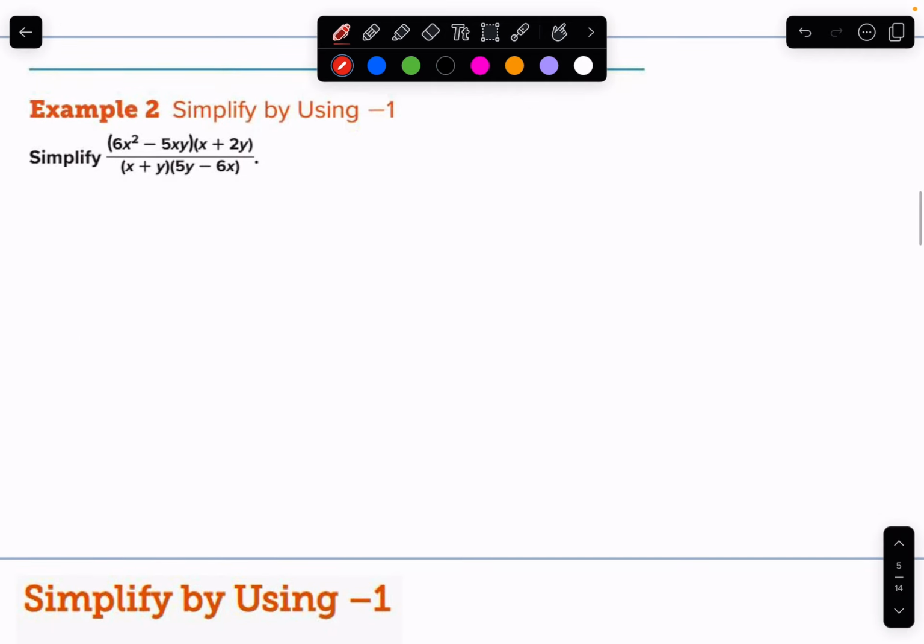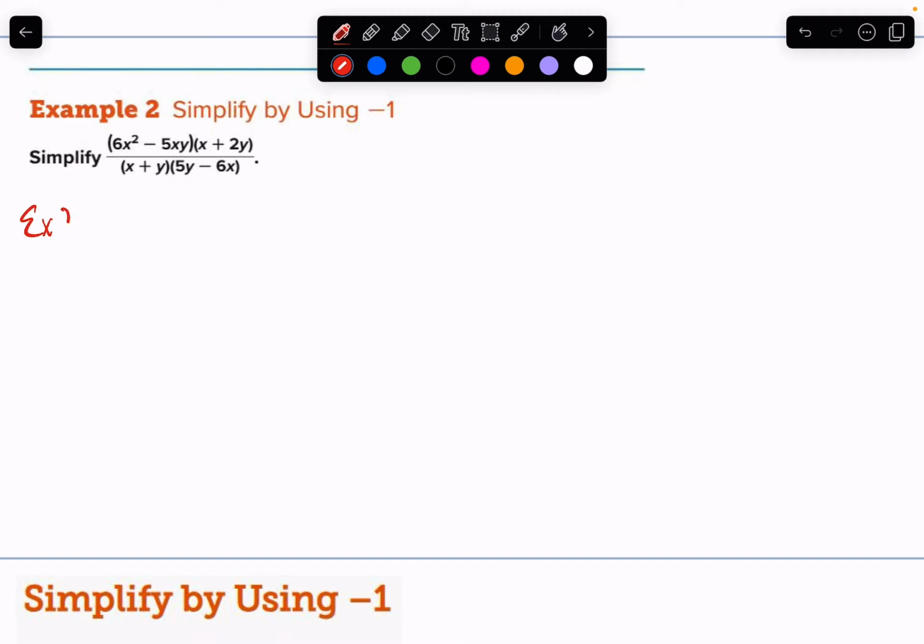Example 2, simplify by using a negative 1. Anytime you use a negative 1, it changes the sign of things. If you divide by a negative 1, it changes the sign of things. If you multiply by a negative 1, it changes the sign of things. So factoring is dividing. It's pulling that multiplier out. So let's look at this problem here.